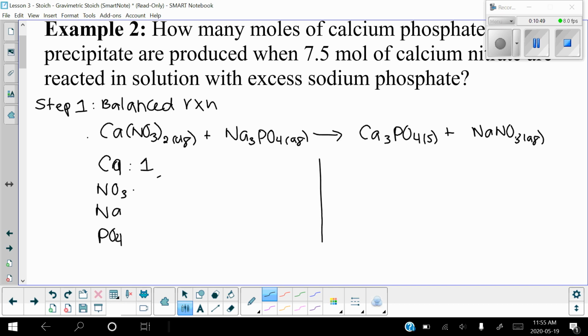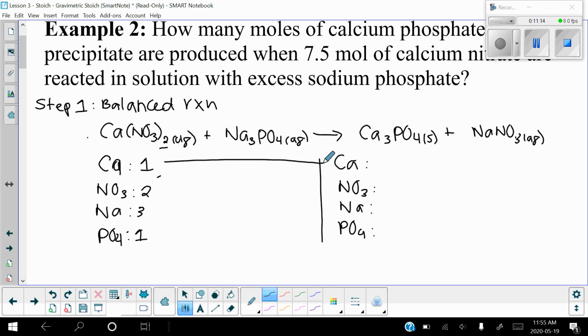I have 1 calcium, 2 nitrates, okay, because of that bracket there. Sodium 3, phosphate 1. Now on the product side, I want to list them in the same order: calcium, nitrate, sodium, and phosphate. The reason being is because I want to be able to quickly cross-reference these, and so it's easy when you have them on the same line. Okay, calcium on this side, 3, nitrate 1, sodium 1, phosphate 1.